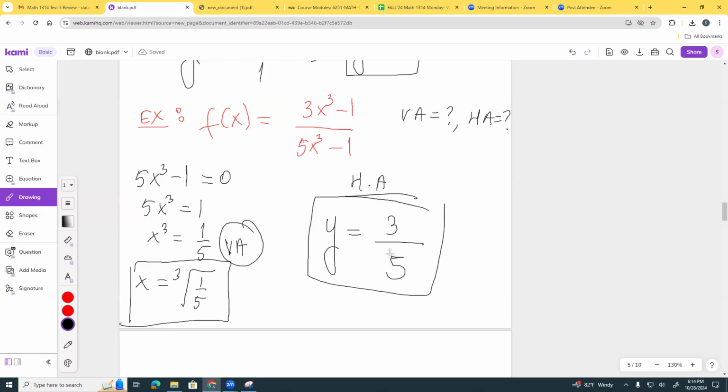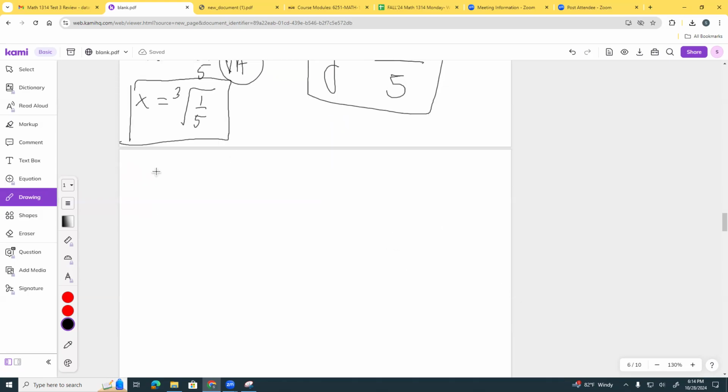If there is 3x and 5x more than 5. Okay, I think you have to tell me the function and I'll write it down to answer. What is your top? 3x cubed minus 1. And 5x.